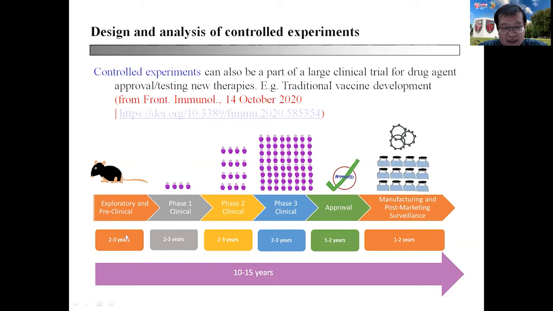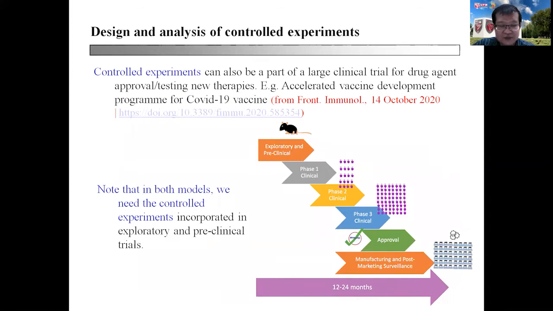So as you can see here, preclinical alone can take up to 3 years, same and likewise with phase 1, phase 2, phase 3, and of course, manufacturing and post-marketing surveillance will add another 1 to 2 years. However, due to the pandemic pressure, all this can be compressed to anything between 12 to 24 months. Like it or not, we still have to incorporate the control experiments model in order to really ensure that the vaccines or the agents or any other drugs that we are developing works in the general population.